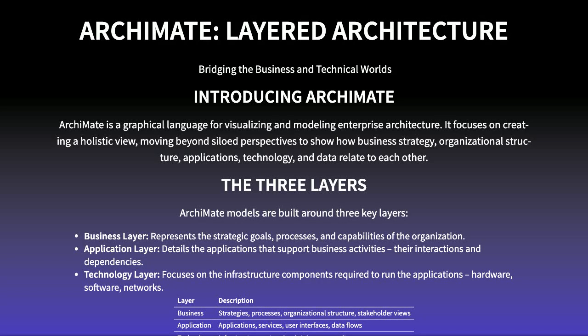Okay, let's talk about ArchiMate. It's a really powerful tool for understanding how your entire organization works, not just in isolated departments. Think of it as a map that shows how your business strategies connect with the applications you use and the technology that powers them all. We break it down into three main layers: the business layer, which describes your goals and processes; the application layer, detailing what software is actually running; and finally, the technology layer, focusing on the hardware and infrastructure supporting everything. It's a great way to get a complete picture of your IT landscape, a truly holistic view.